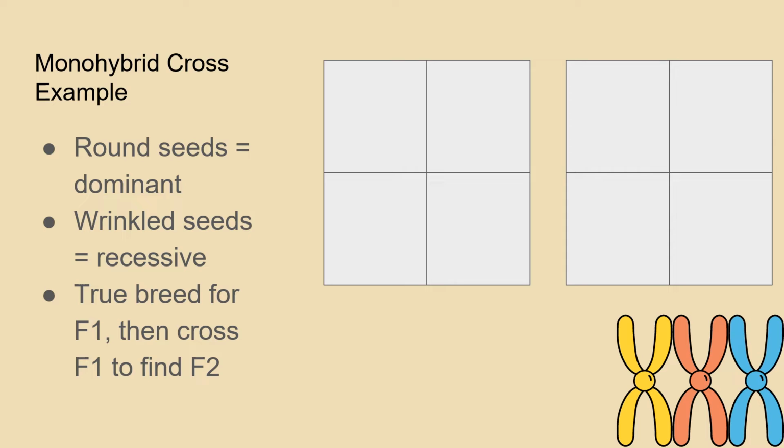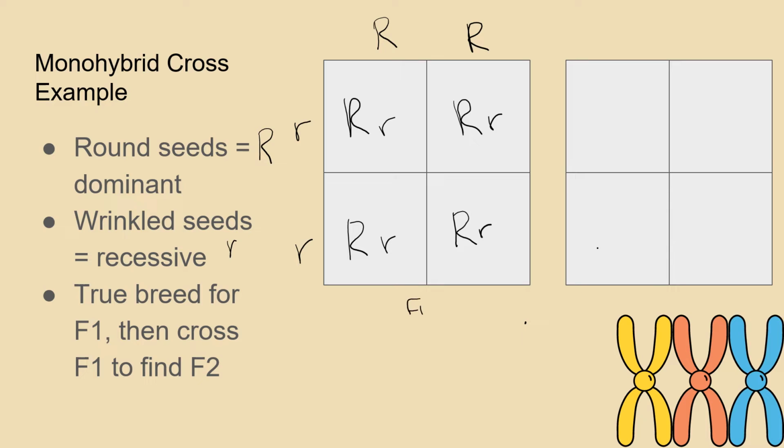So we know whenever we do a true breed, you're going to have homozygous organisms. So we'll say round seeds, we'll do a big R, and then for wrinkled seeds, we'll do a little r. So if we're going to do a true breed, again, homozygous, we'll do this homozygous dominant, and then we'll do a homozygous recessive, and then you just simply cross them. So this is our F1.